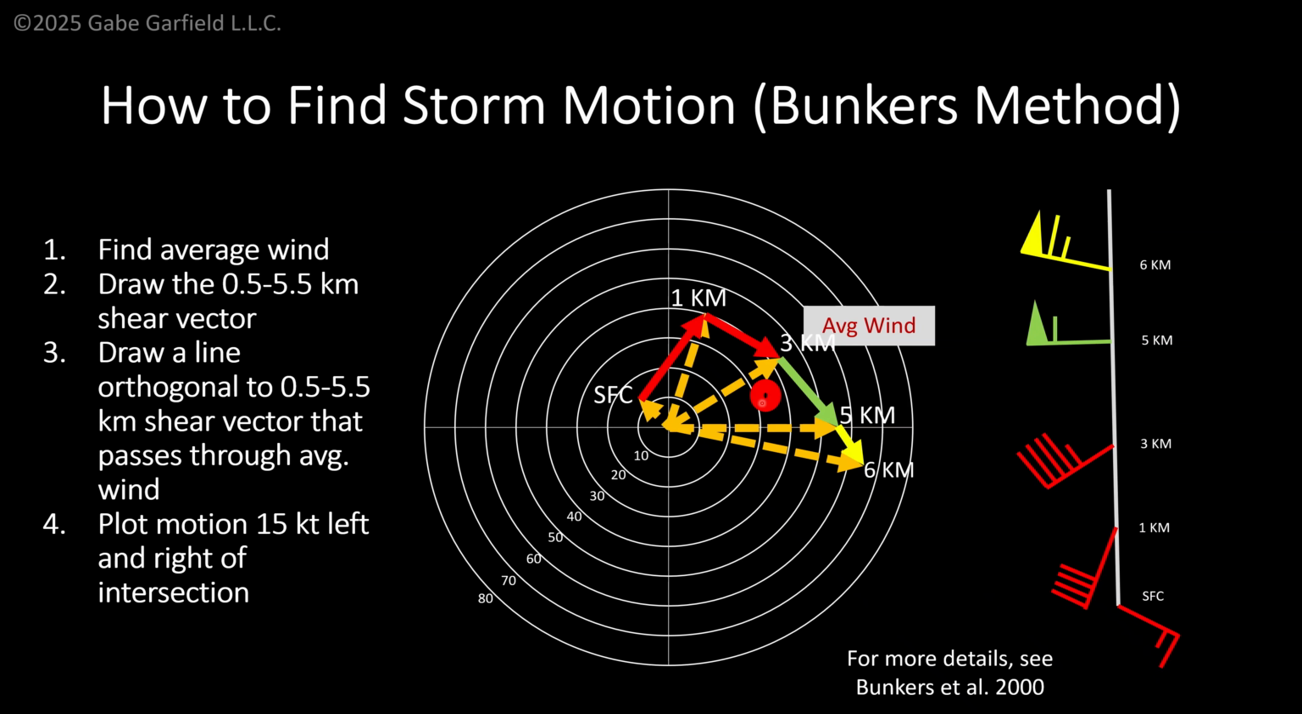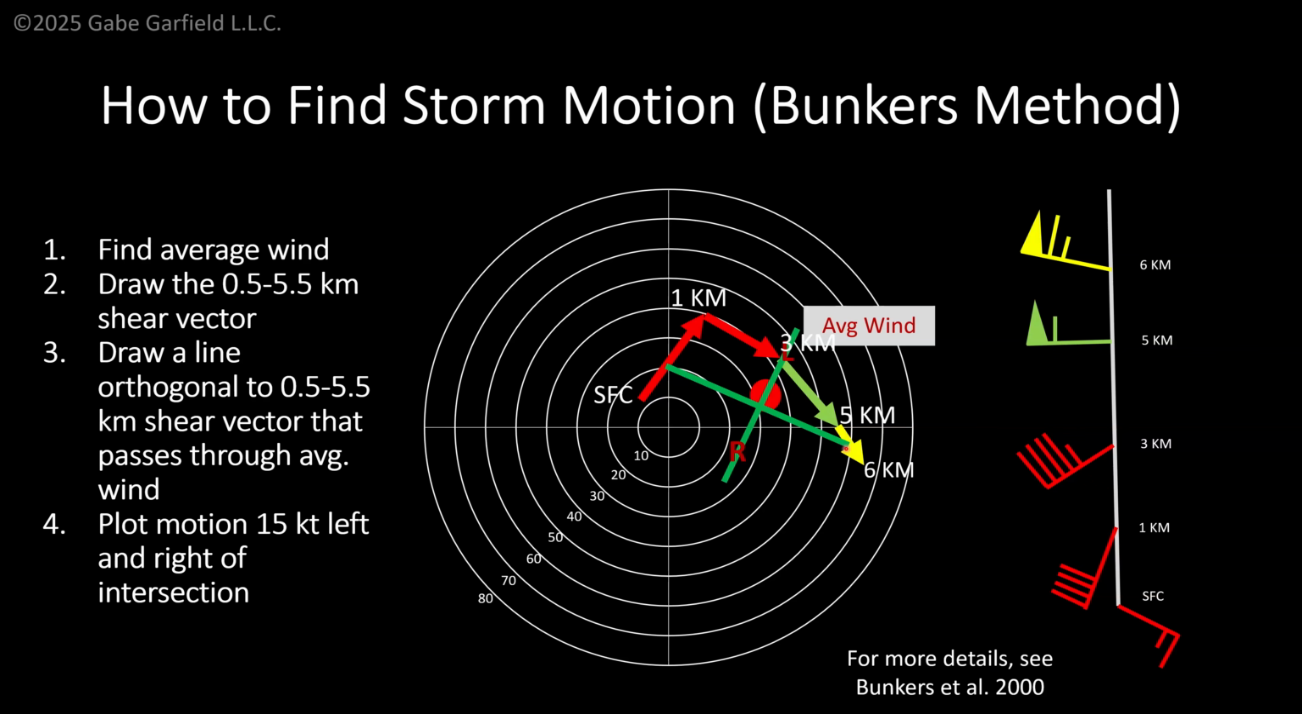And then you're going to draw the 0.5 kilometer to 5.5 kilometer shear vector, which basically, if you go from surface to 1, it's about halfway in between to start that vector, and then halfway in between the 5 and the 6, which is about there. And then you're going to draw a line that's orthogonal to that line that passes through the average wind. And then finally, you'll plot motion 15 knots to the right and to the left of that.